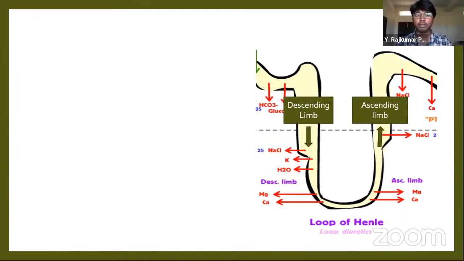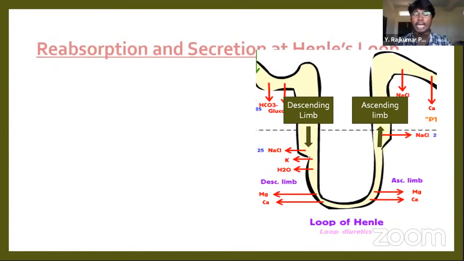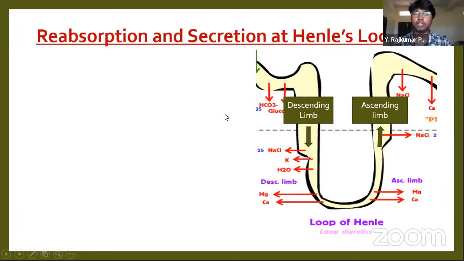Let's learn further about what happens in the Henle's loop. First of all, you must know where the Henle's loop is present. This U-shaped structure you are able to see on the slide is called Henle's loop, which is also called loop of Henle. So Henle's loop contains two parts in it. The first part is the descending limb. That means it is going down, isn't it? And the other part is the ascending limb, which is coming upwards. You can see here on the diagram.